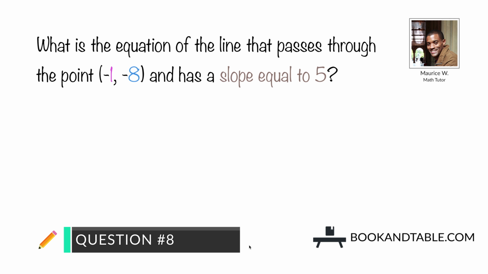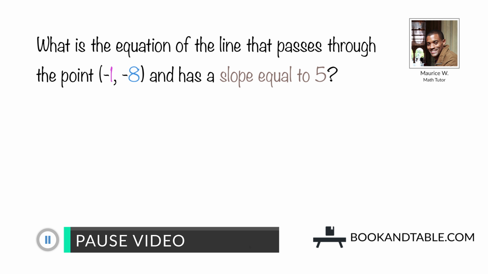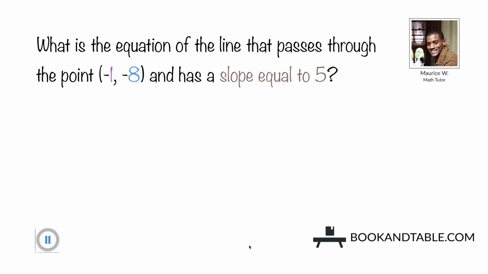Question number 8. What is the equation of the line that passes through the point negative 1, negative 8 and has a slope equal to 5? Pause the video, answer this question, and then press play when you are ready to begin.